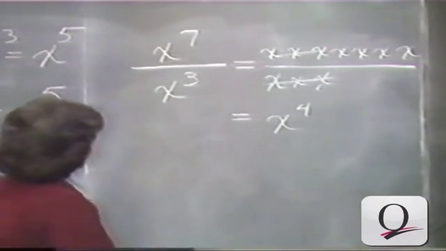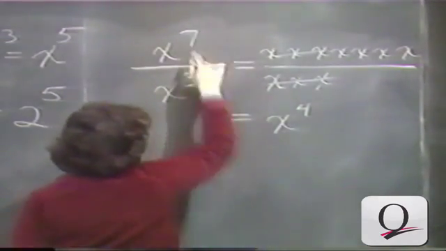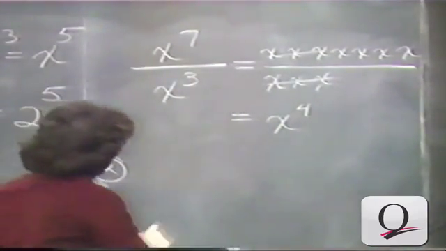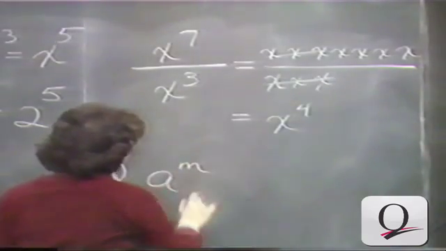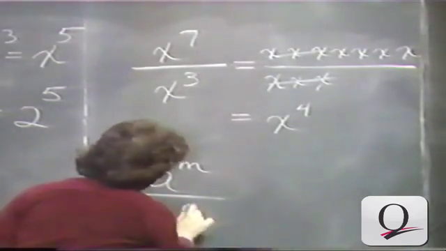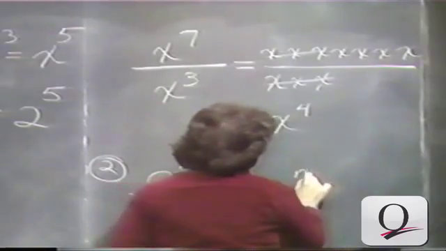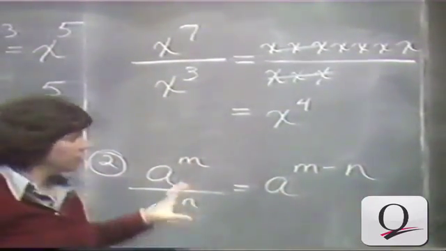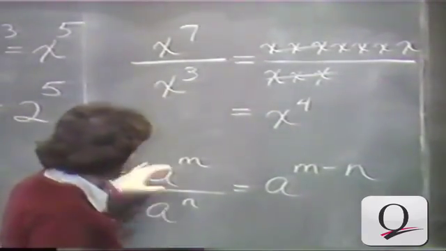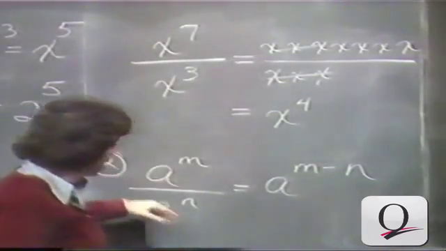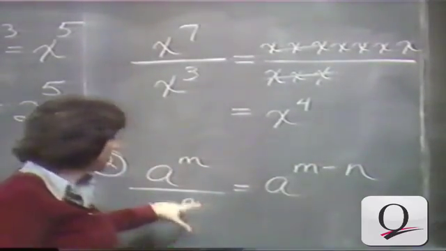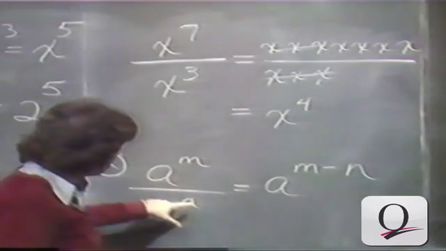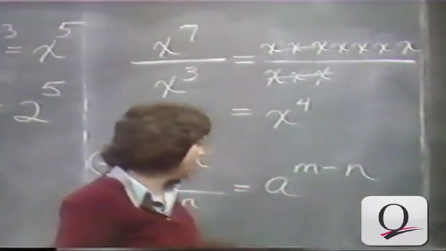You might notice a certain relationship. If you were to take 7, take away 3, you would get 4. And that is, in fact, the second rule for exponents. If you have a to the m power over a to the n power, it's a to the m minus n power. When you're multiplying, you add the exponents. But when you're dividing, you have the same base and you keep the base, you subtract the powers. X to the 7th over x to the 3rd is x to the 7 minus 3, or x to the 4th power.